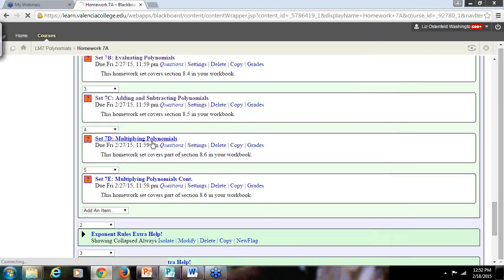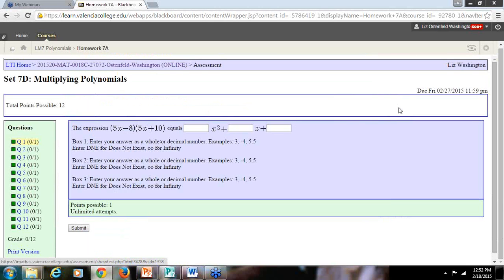I'll do a couple multiplying polynomials to get you guys started, if you haven't already started. This is a foiling problem, which basically means everything here has to be multiplied by everything over there.